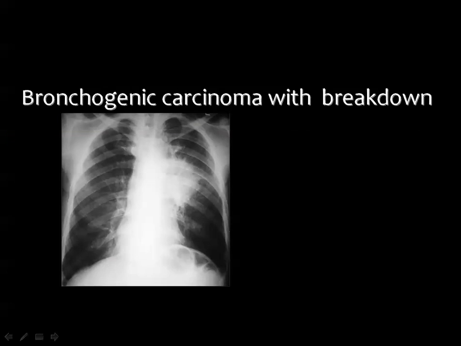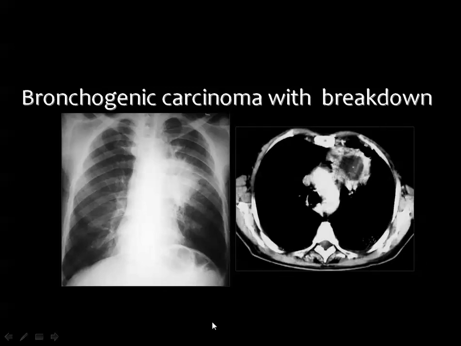And this is an example of an enlarged dense hilar shadow on the left side, and this is suggestive of bronchogenic carcinoma, especially if you see that the ipsilateral diaphragm is also elevated. Then the CT scan shows the lesion, which has developed central breakdown, and the margin of the lesion is very thick, and also you can see the irregularity of the inner margin.